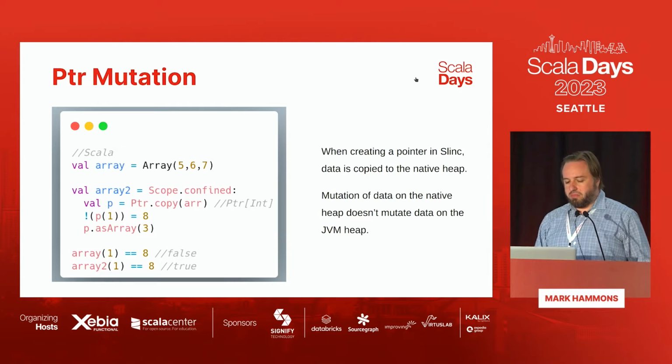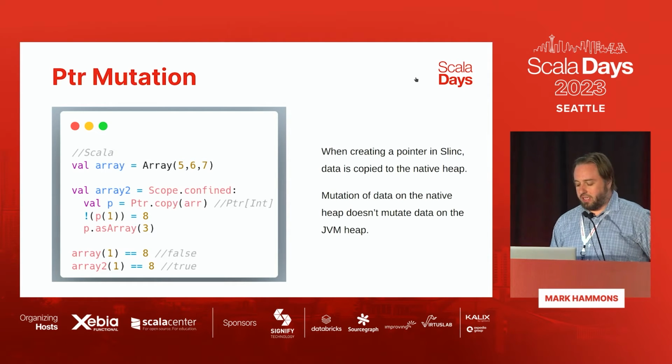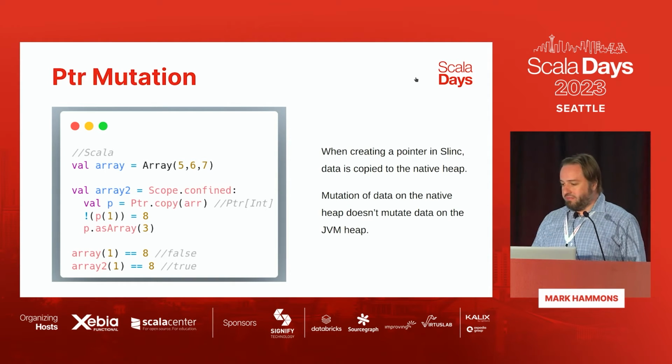When you're dealing with pointers, it's important to remember that the native heap and the JVM heap are separate. So in this example, we're going to mutate some data on the native heap, and we will see that it doesn't affect anything that's on the JVM heap. Here we have an array. It's an array of 5, 6, and 7, and we create a scope as before.